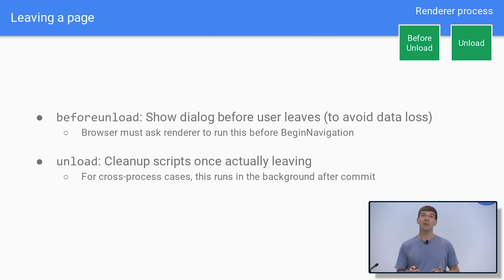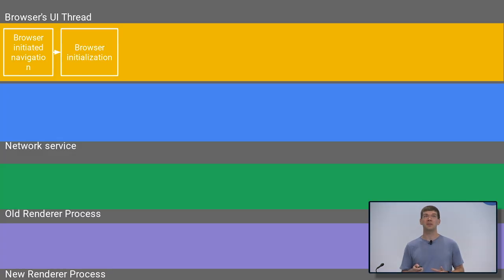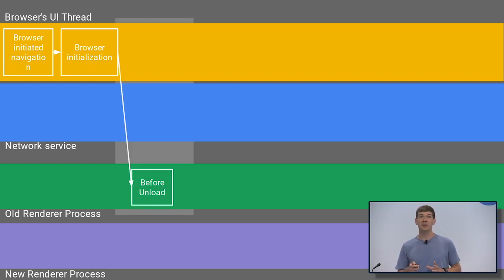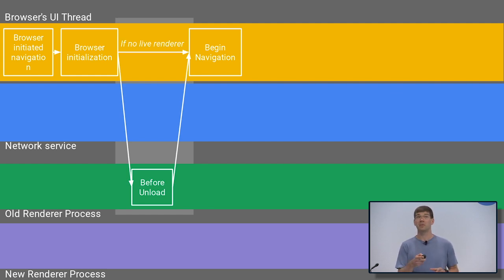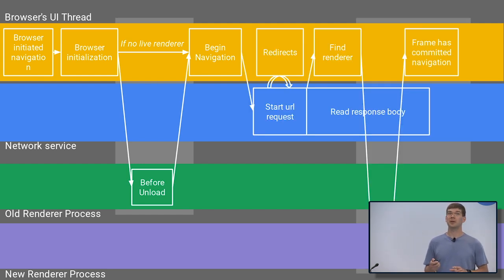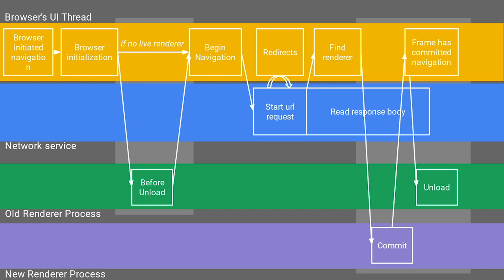An interesting thing about unload is that for cross-process cases, we can actually do this in the background after we commit the navigation. So in terms of how this looks on the timeline, for a cross-process navigation, once we have the URL to navigate to, we will need to go to the old renderer process and ask it to run beforeunload. And once that's done, only then can we go to begin navigation and proceed with the rest of the flow. Of course, if there is no old renderer process, we can directly proceed to begin navigation. And once we're ready to commit in the new process, we will ask the old one to run unload while the new one actually starts loading the page. So these two will happen in parallel, and you will actually have two RenderFrameHosts active at the same time. One of them is loading the page, and another one, in pending deletion state, is processing the unload handler.